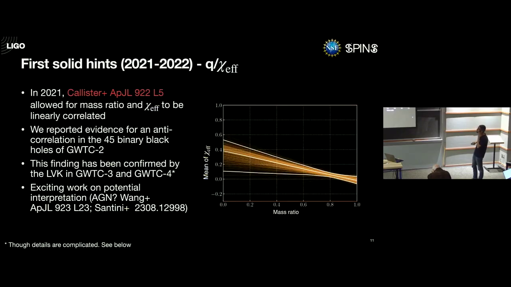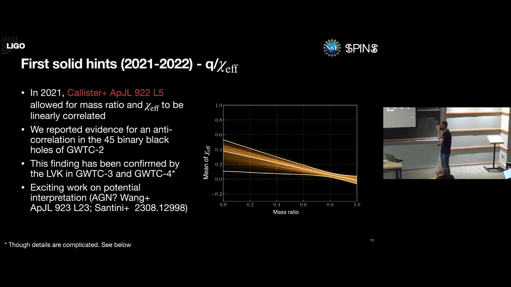As far as I know, the first solid hints started appearing in 2021. In a paper led by Tom Callister, we allowed for the mass ratio and chi effective to be linearly correlated. And using this model on the 45 binary black holes of GWTC-2, we obtain the results you see here in the plot. X is mass ratio, equal mass, unequal mass. The y-axis is the mean of the effective spin. And basically you see median and 90% uncertainty. This plot tells you that there are more positive chi effective at more unequal mass ratios. And of course this was exciting because it was not something that was trivially expected from pop-synth.